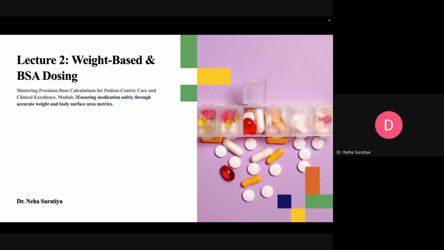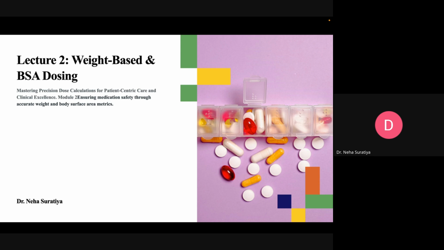Welcome to module number 2 of our whole course. This module is about ensuring medication safety through accurate weight and body surface area metrics. This is going to be very special. You can consider this a very basic calculation that one should be aware of.